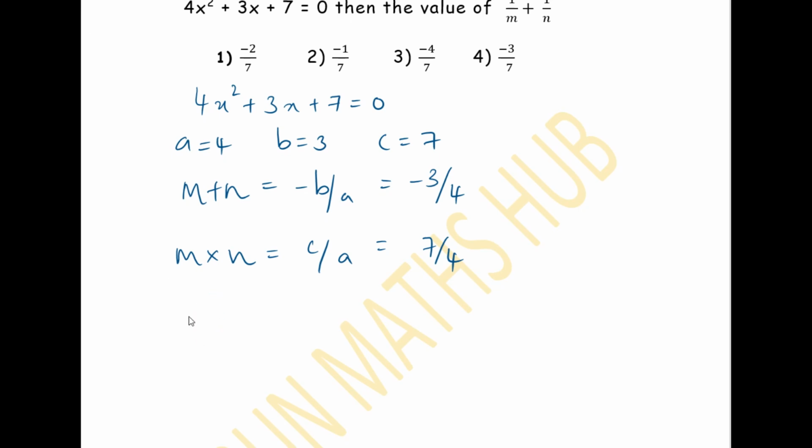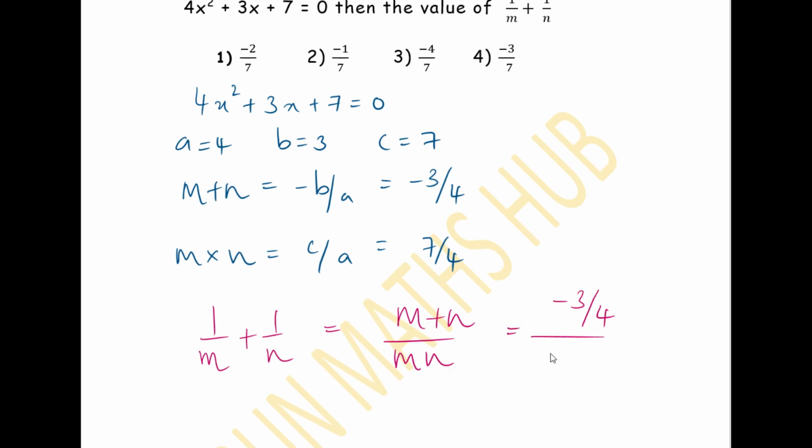We need to find out 1 by m plus 1 by n. Now cross multiply, we get m plus n. I'll take LCM mn. What is m plus n? M plus n is minus 3 by 4. Mn is 7 by 4. 4 and 4 will get cancelled. What do you get? Minus 3 by 7. Therefore the correct answer is option 4, minus 3 by 7.